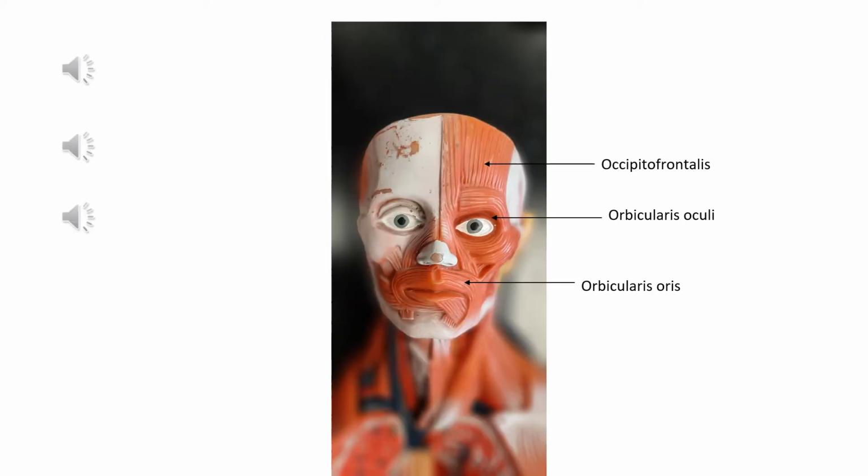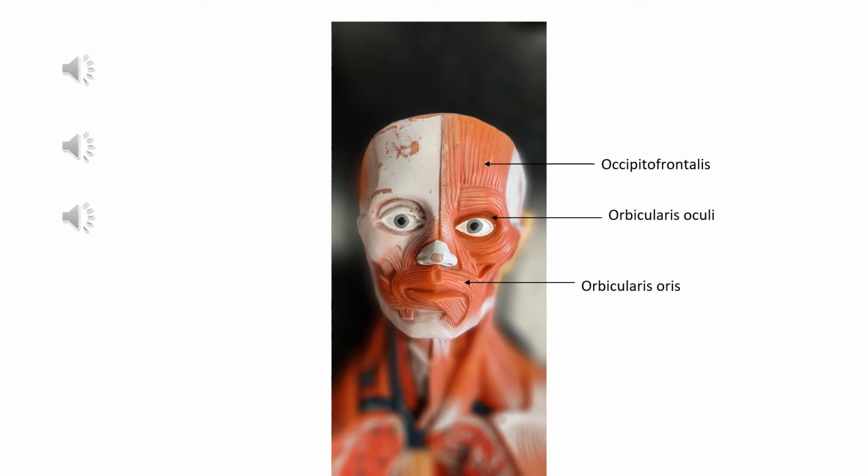This is the occipitofrontalis muscle. This muscle has two main parts, the frontal belly and the occipital belly. The main action of the frontal belly is to elevate the eyebrows, and the main action of the occipital belly is to move the scalp backwards.